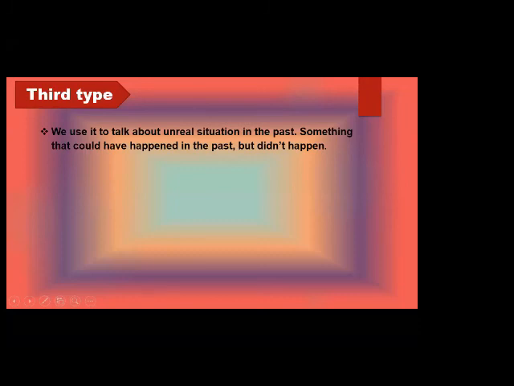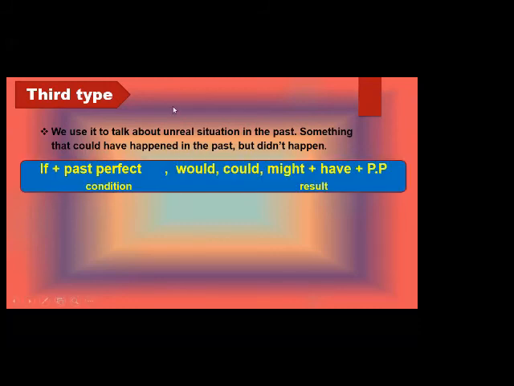After that, the last type is the third type, okay? Here, we are talking about the unreal situation, but it's in the past. We are not talking about the present or the future. We go back in the past. So, one step back from the past will be the past perfect.